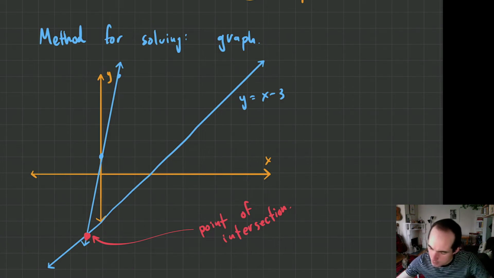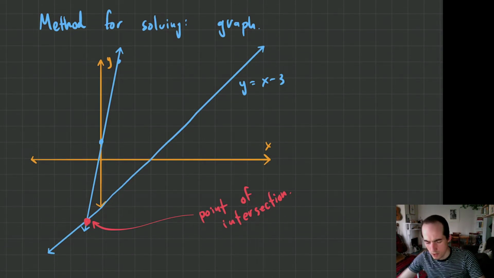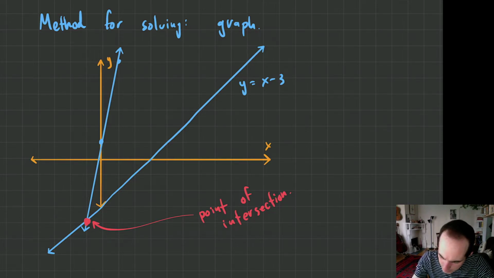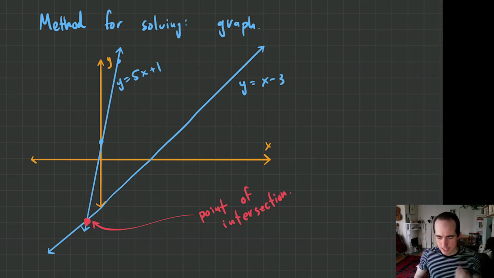Absolutely. Okay, so what we did here is we found a point of intersection for both of these lines, and what that means is we found a point in the xy plane that is on the first line. I should also name this: this is y equals 5x plus 1. So we found a point that is on both lines.